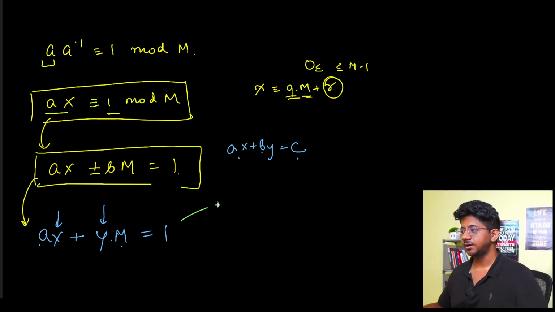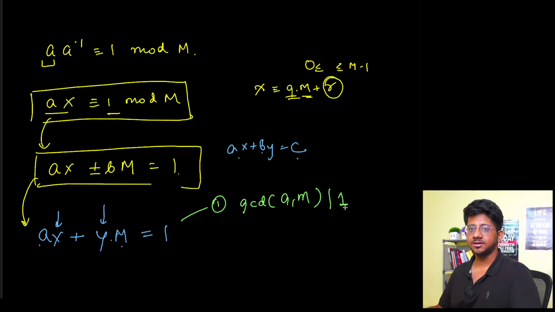So number one, the solution only exists if GCD of a comma m divides 1. If GCD of a comma m divides 1, which basically means it will be equal to 1, right? There is a number which divides 1. The number is 1 itself, right? So we can say that this is nothing but equal to 1. What does that mean? GCD of a comma m is equal to 1. It basically means that the numbers a and m have to be co-prime.